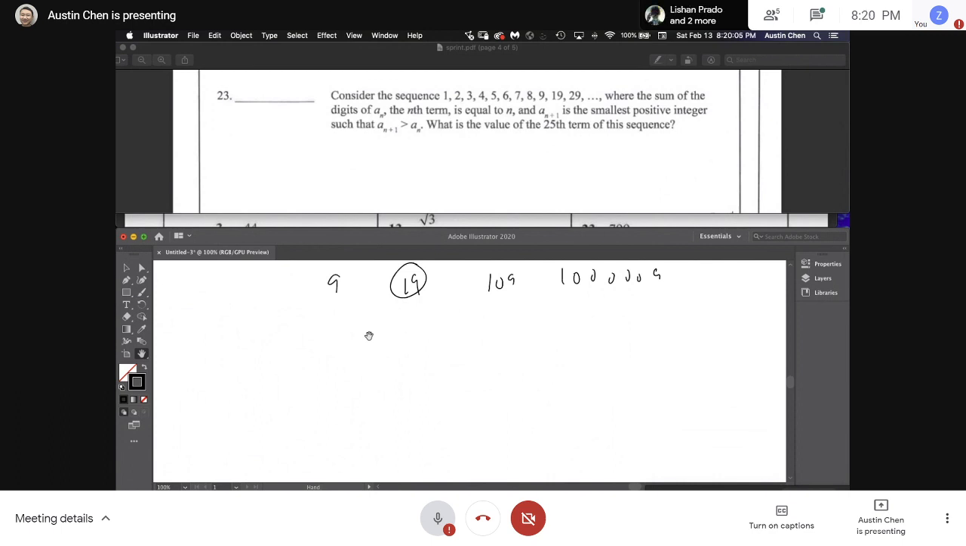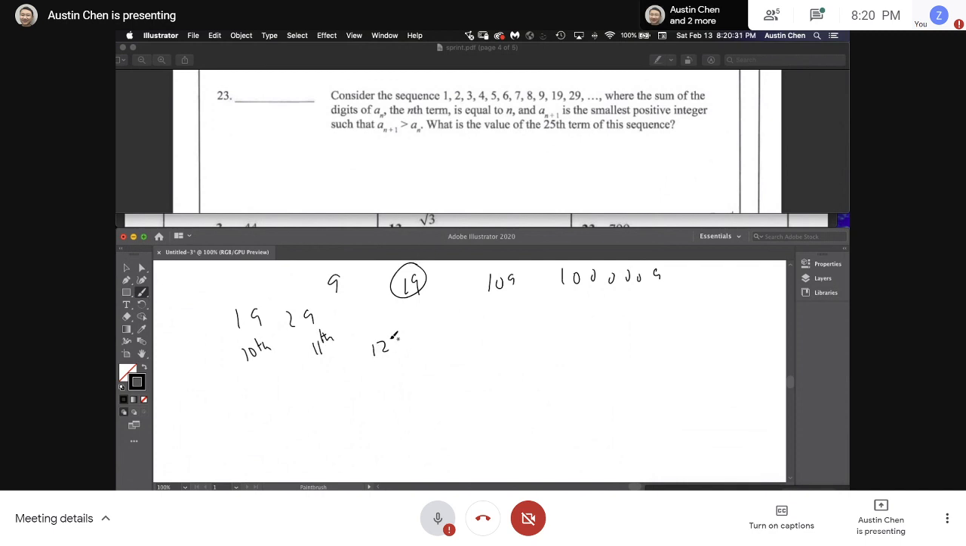Maybe we should just try listing some more terms out to see if we can find a pattern, right? Right now, we don't really know much. This is not a sequence that we are familiar with, so you just want to try experimenting. Okay, so we have 19 and 29. This is our 10th and 11th term, respectively.